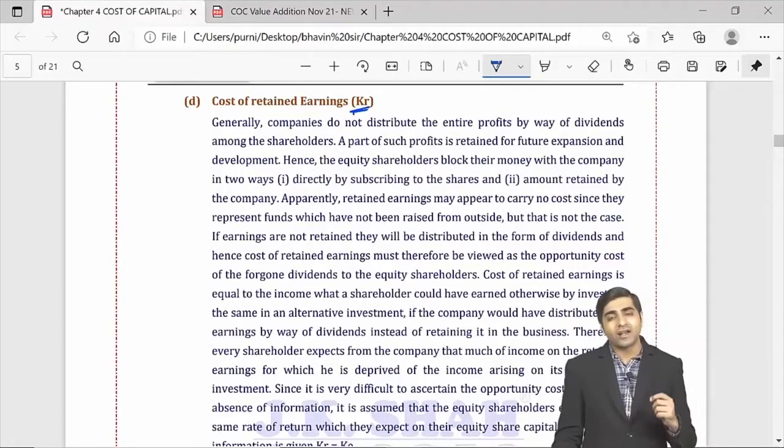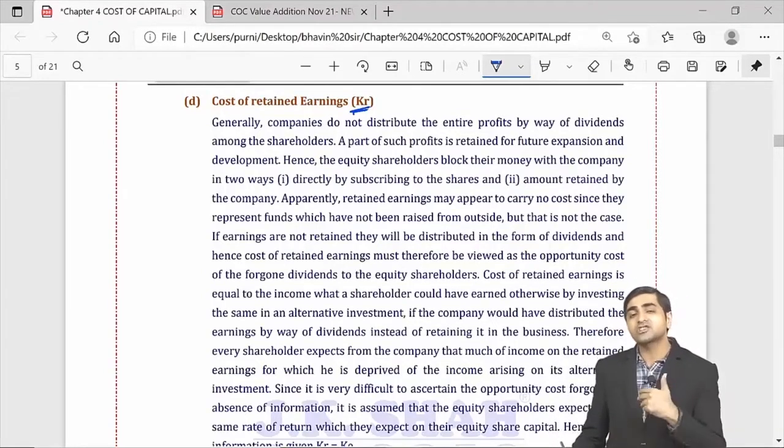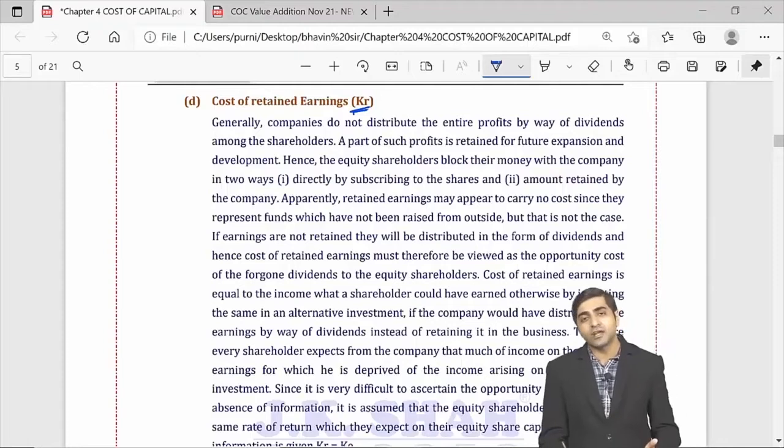And second, while considering your flotation cost, we will definitely subtract flotation cost while calculating KE, but ignore the share issue expenses, because share issue expenses are never incurred on reserves and surplus. So that's why we just have to take market price for the purpose of calculation of KR.